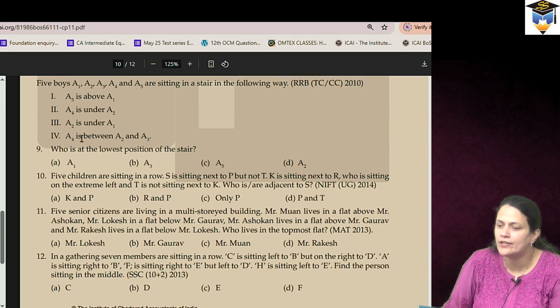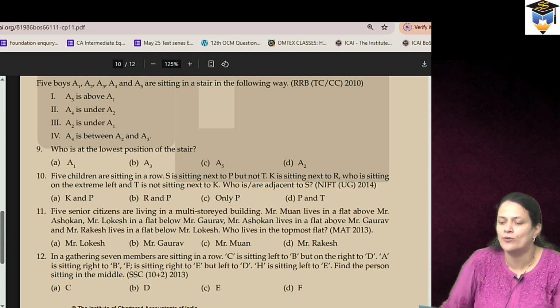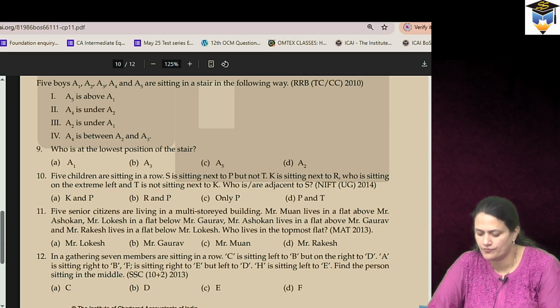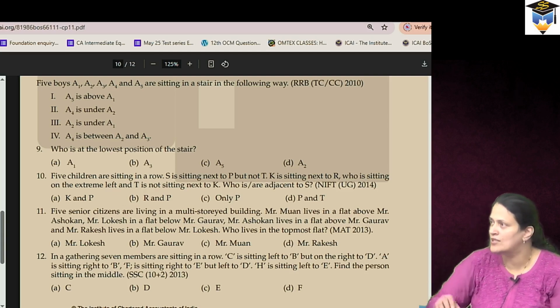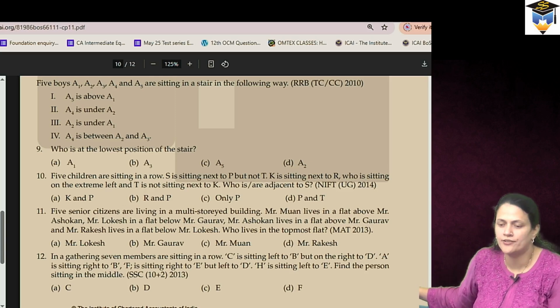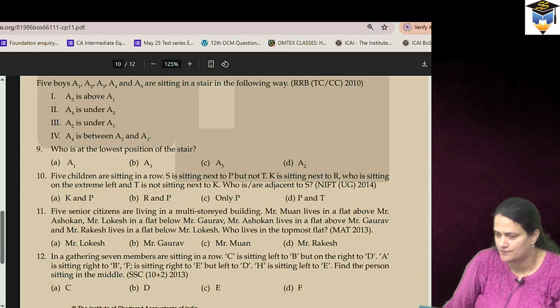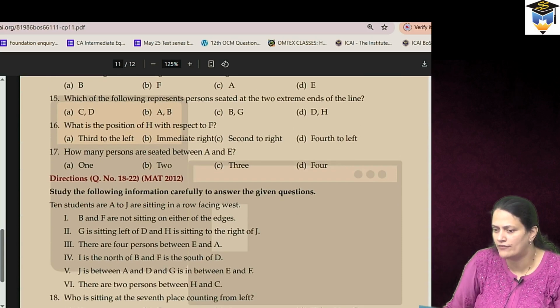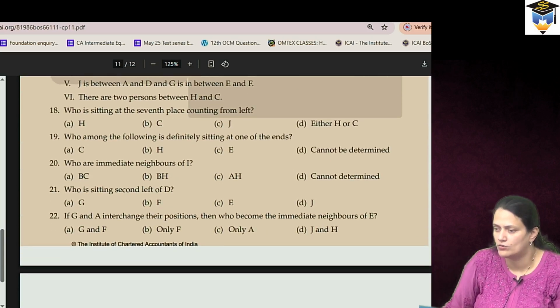So this data is given to you, and based on this data questions 9, 10, 11, 12 are there. Do it. I'll give you some time to solve. Based on the above data, only the 9th question is asked. The 10th, 11th, 12th are different.